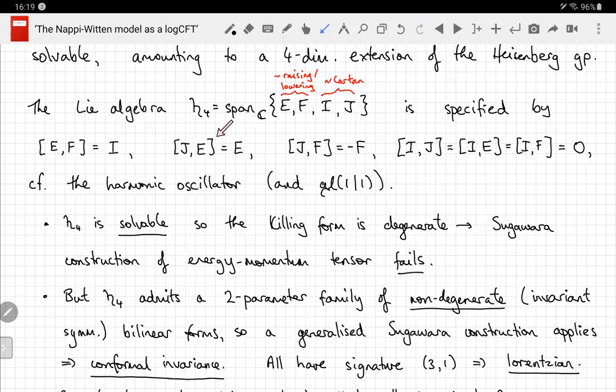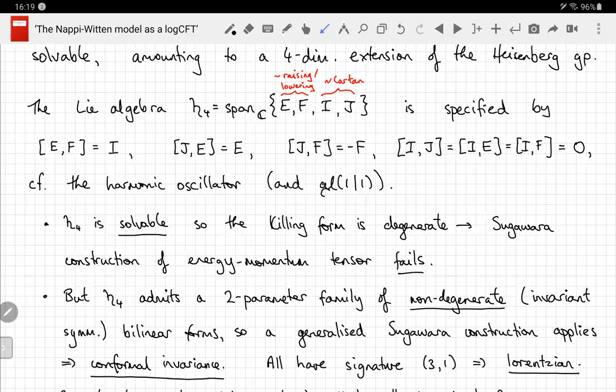But J is kind of like your J3 if you do SU(2) kind of commutation relations. So J with E gives you E, and J with F gives you minus F. So E and F, you can think of them as raising and lowering, or ladder operators, or annihilation and creation operators.